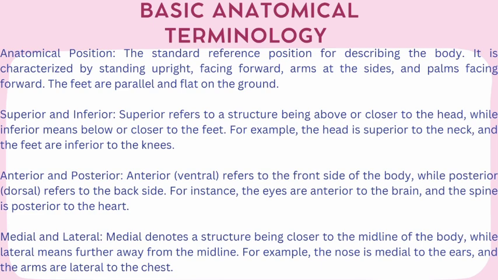Anterior, ventral, refers to the front side of the body, while posterior, dorsal, refers to the back side. For instance, the eyes are anterior to the brain, and the spine is posterior to the heart. Fourth, medial and lateral. Medial denotes a structure being closer to the midline of the body, while lateral means further away from the midline. For example, the nose is medial to the ears, and the arms are lateral to the chest.